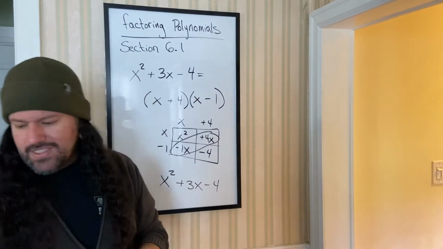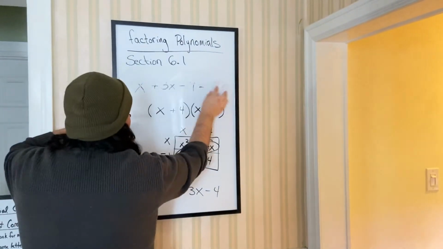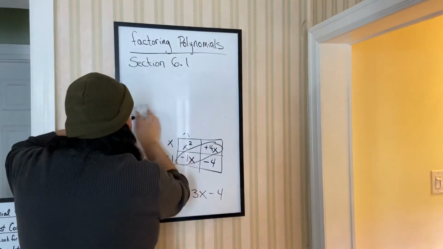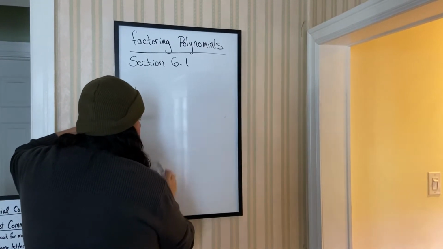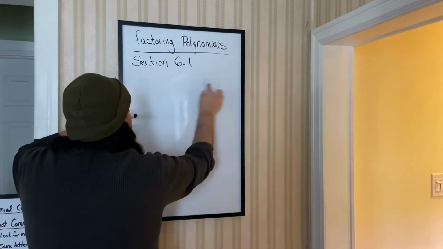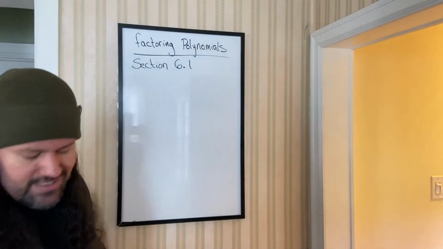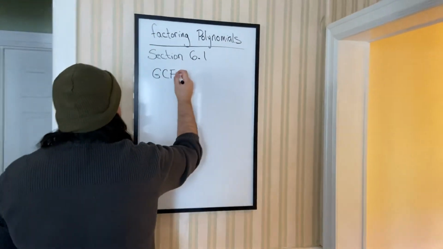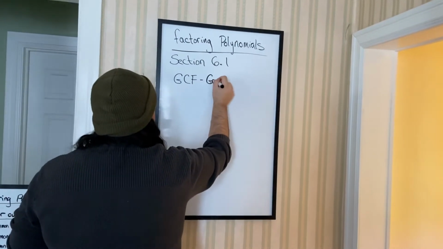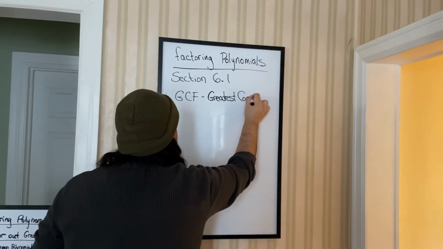Now, the first thing that we've got to learn is that for every single factoring problem you're going to do, your first step, no matter what, if it has 4 terms, 3 terms, 2 terms, you're always going to look for a GCF. GCF is greatest common factor. So if you ever hear me say GCF, just remember, greatest common factor.